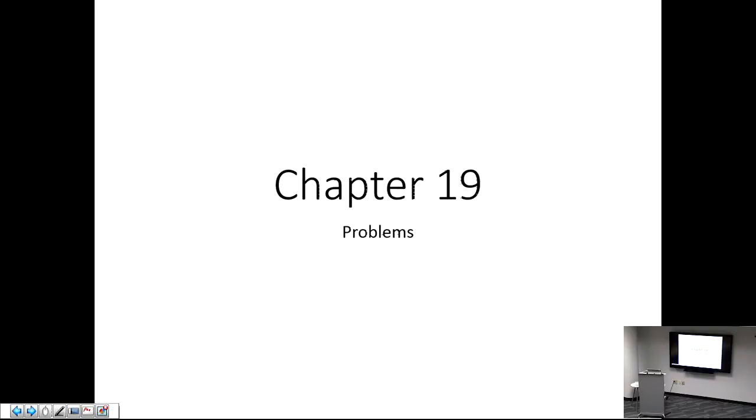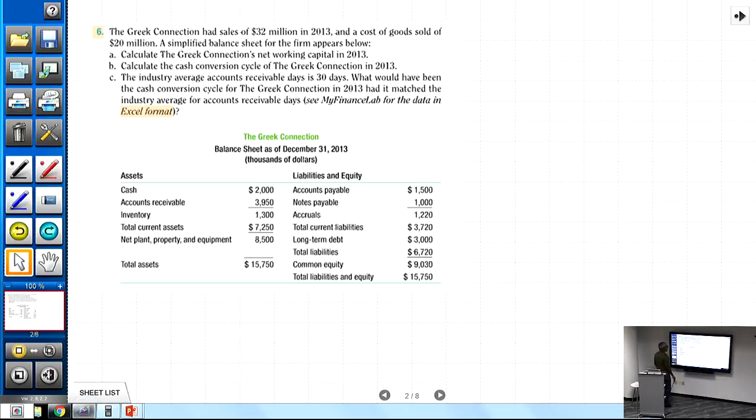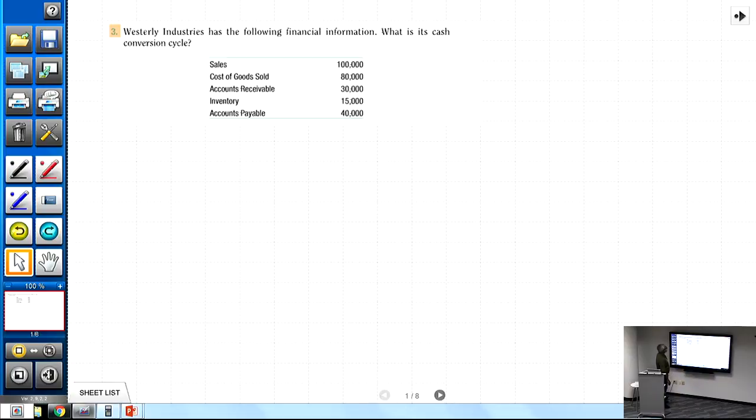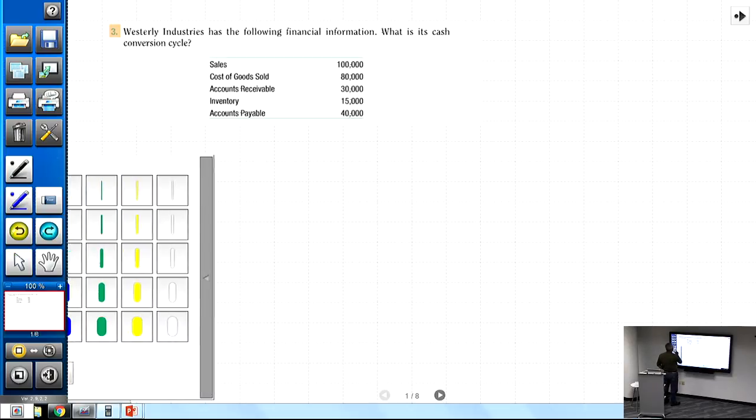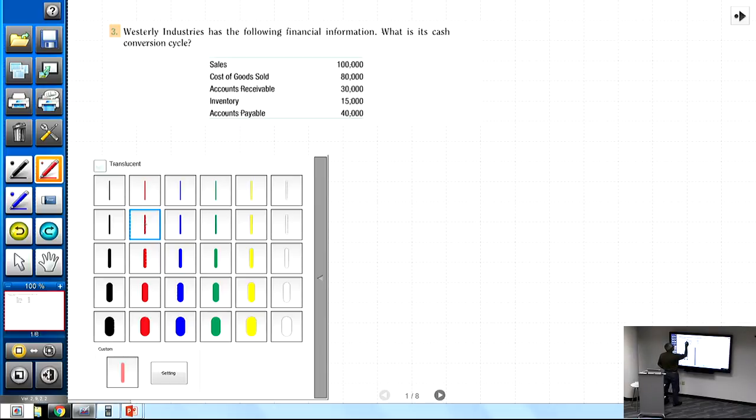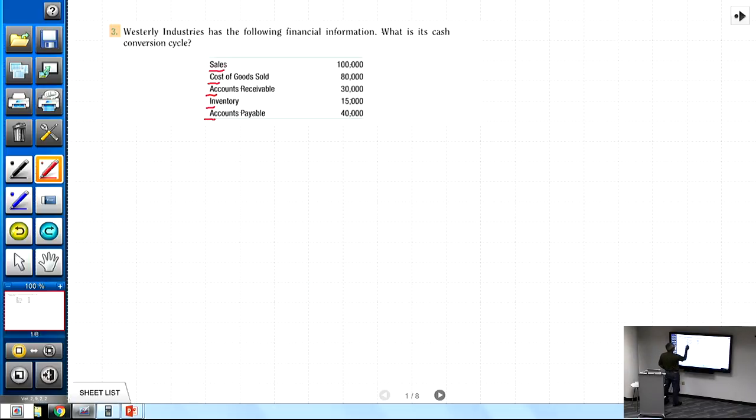So we will start chapter 19. Let's look at the first problem that we are looking at over here. This is the problem on cash management. We have some basic data on sales, cost of goods sold, accounts receivable, inventory, and accounts payable. And the question is, what is the cash conversion cycle?